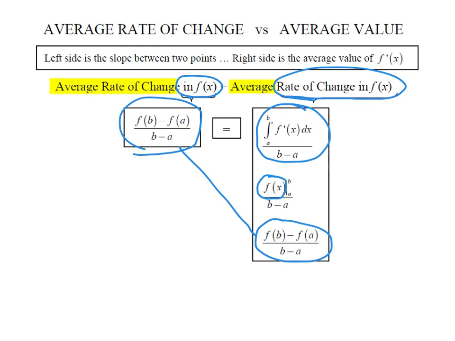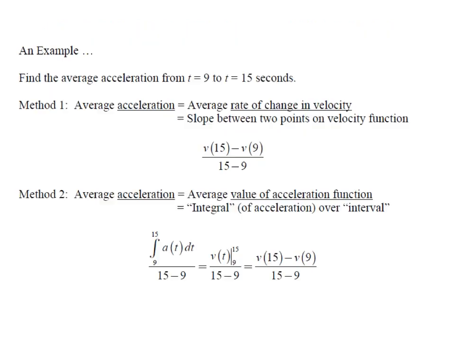Which kind of makes sense. This is an average slope, and what does the derivative graph? Slopes. So then it becomes the average value or the average function value on the slope graph, which is what we call the derivative. So that's a pretty big connection between those two things.